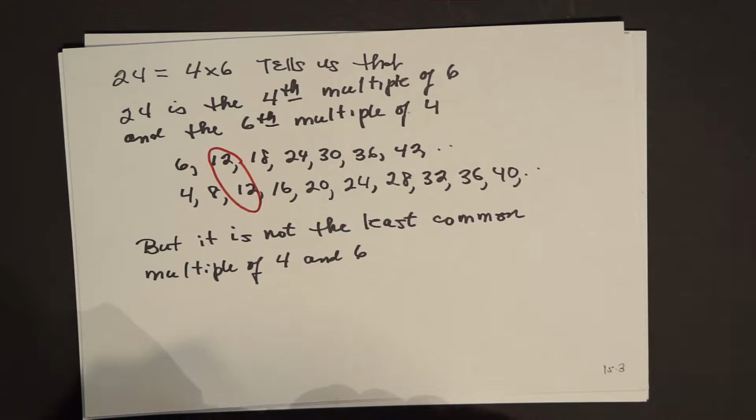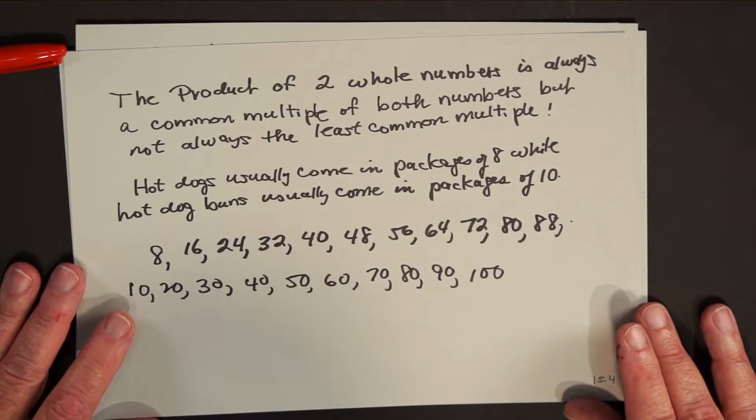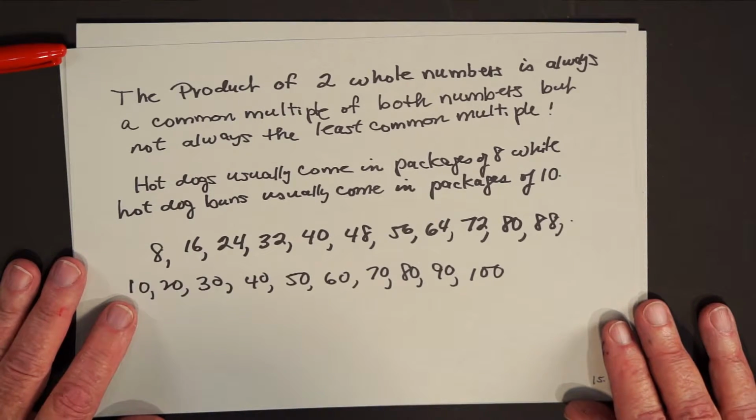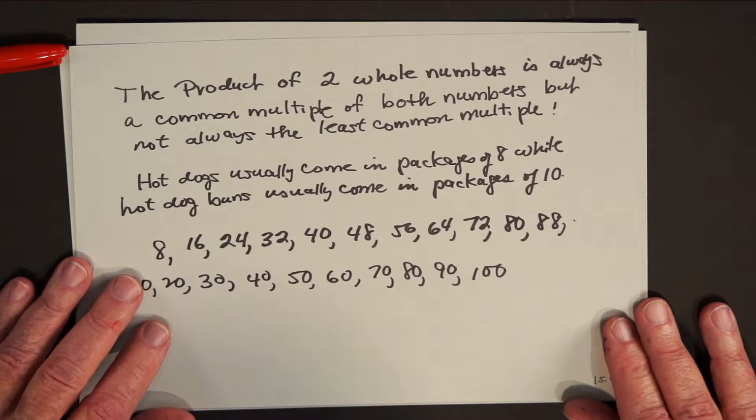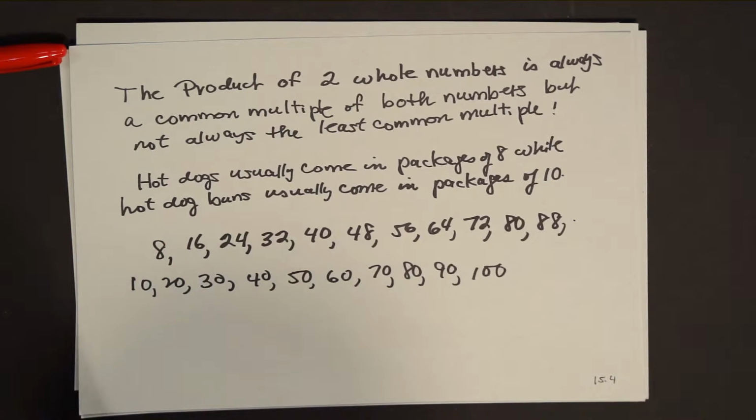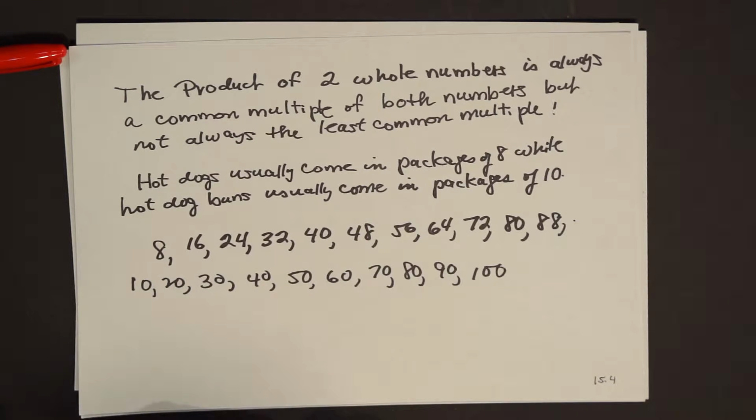See, notice the first number that appears on both lists is 12. Now, as this lecture progresses, I'll show you how we could have found that without having to list all the numbers. But for the time being, let me just refresh what we've done. The product of two whole numbers is always a common multiple of both numbers, but not always the least common multiple. Let me give you a word problem based on that. And it's one that I don't know where the data comes from. I saw it in a problem myself, and I just thought it fit here rather nicely. I really can't verify that hot dogs usually come in packages of 8, especially since the brand I buy, they come in packages of 10.